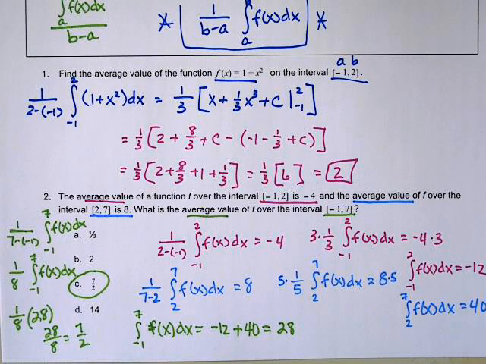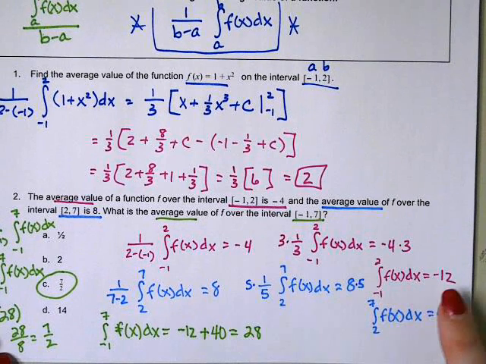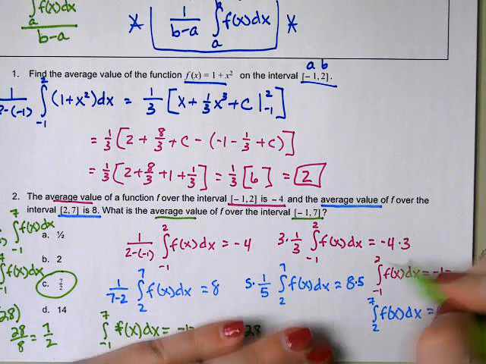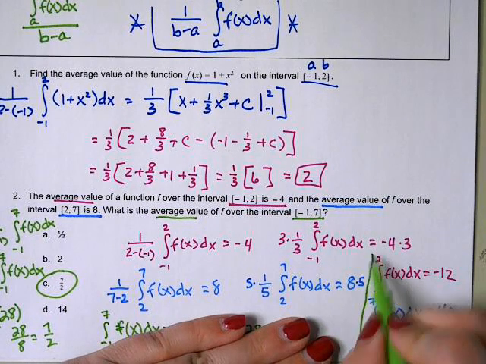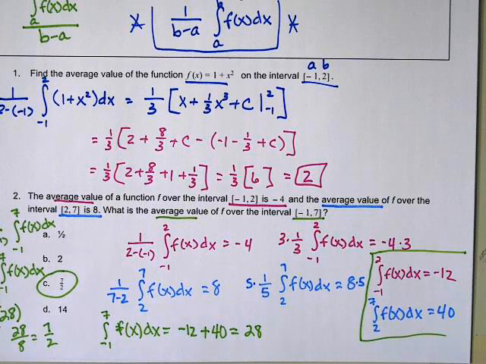I know my work was kind of all over the place there, so I hope you guys were able to follow along with it. But really what I did is I took the average values that they gave me and I turned them into just plain old integrals so that I could find the integral that I was looking for the average value of, because then I just had to divide that by the distance. Okay?